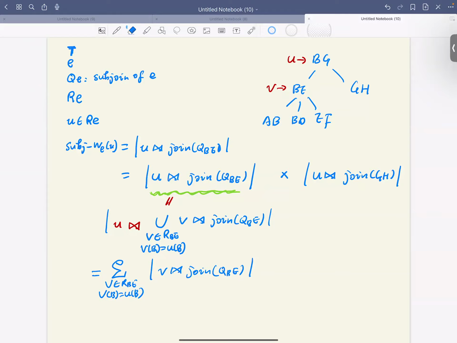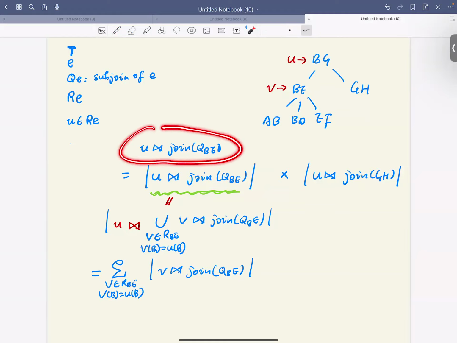Okay. The core problem is this. Say you look at a relation in the tree, just like what I said before. So for example, BG, so U is BG here. The relation is BG, and I take a tuple U from this relation. Then I worry about the part of the join result that's relevant to me. So this is the part that we have been talking about.